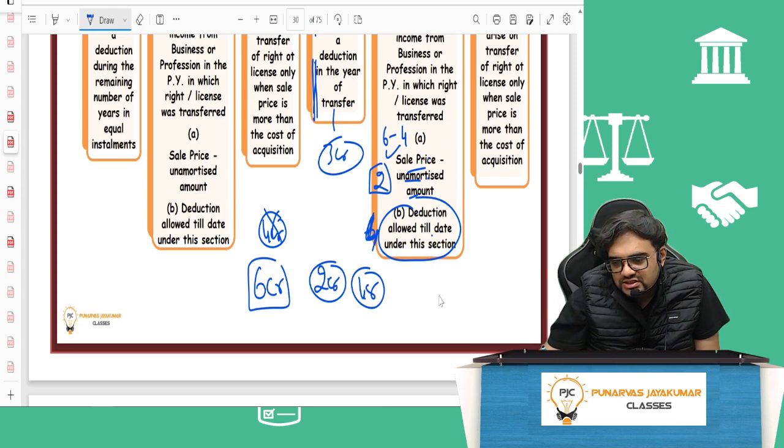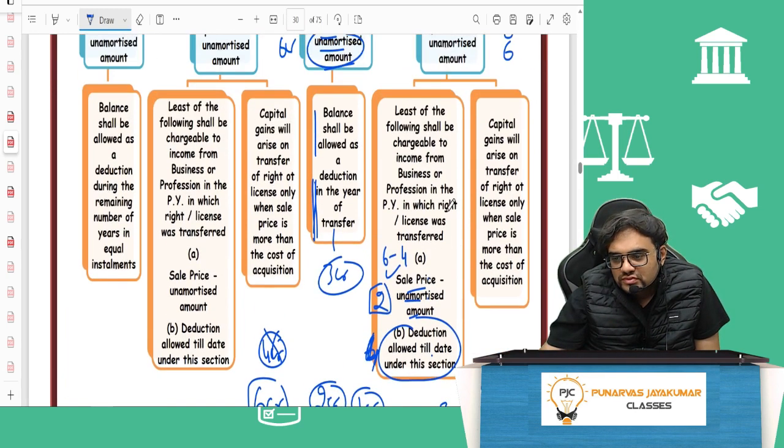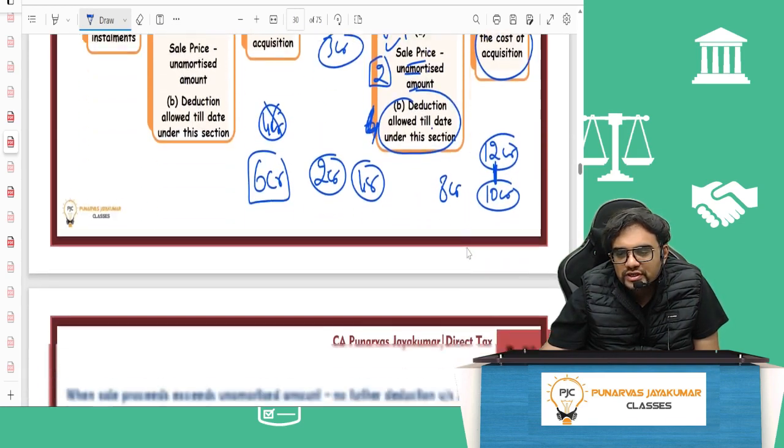Suppose instead of 8 crore, they sold it at 12 crore, mind you. 12 crore is more than the cost of the license, 10 crore. So the balance, 12 crore minus 10 crore, is the capital gain. Capital gains will arise on transfer of right only when sale price is more than the cost of acquisition, 12 minus 10. This is what we need to keep in mind.